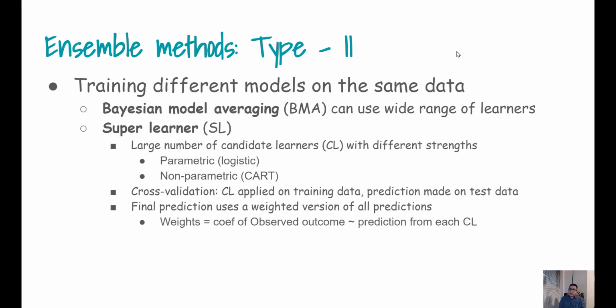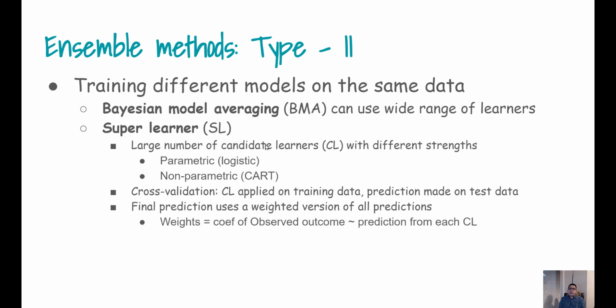The second type of learner here is known as the super learner, that has a lot of application, especially in the causal inference literature, where what you are doing essentially is collecting a lot of candidate learners. So for example, you can include some parametric learners, you can include some non-parametric learners, and then by using these candidate learners in the training data, you can make the prediction on the test data, and the final prediction that you get out of these super learners is basically some sort of weighted version of all of the predictions that you get from all of these models.